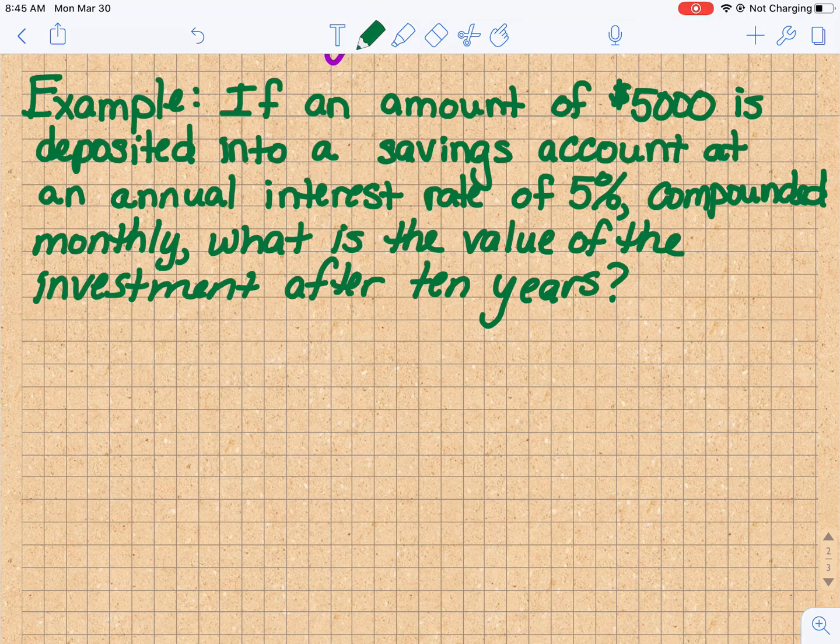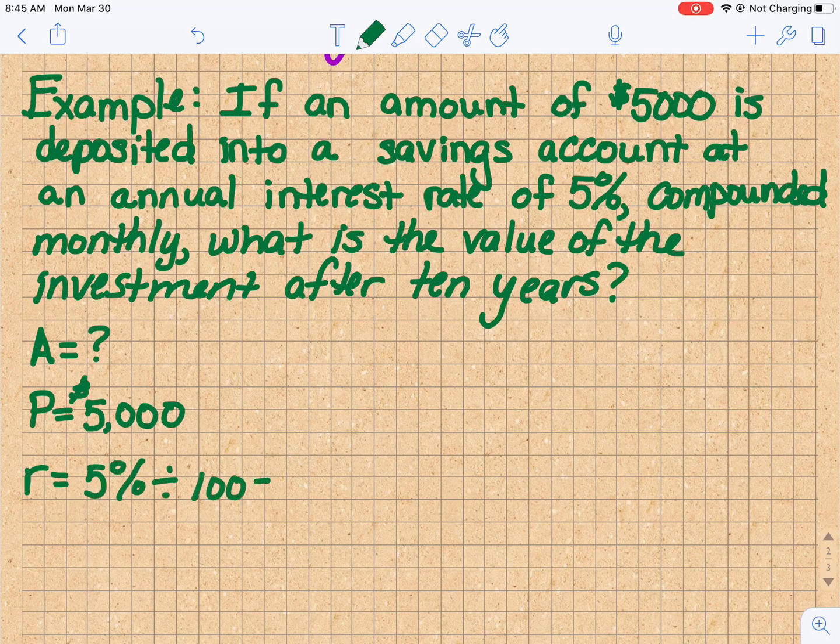What we're going to do before we even start looking at the equation is let's find out what these letters are. So let's talk about A is what we're looking for. That's going to be our question mark. P is our original principal, what we originally deposited. So if you originally deposited $5,000, that's your principal. Okay, so that's what P stands for. All I'm doing is looking back at the notes. R is going to be our interest rate. In this problem, it's 5%. So we need to divide by 100 to get it into a decimal form. So that's 0.05, our decimal form of the percent.